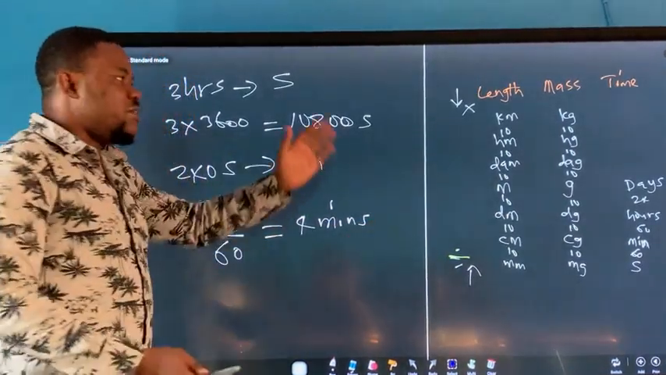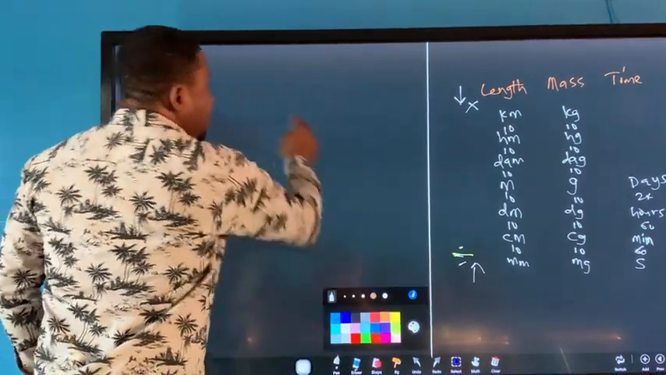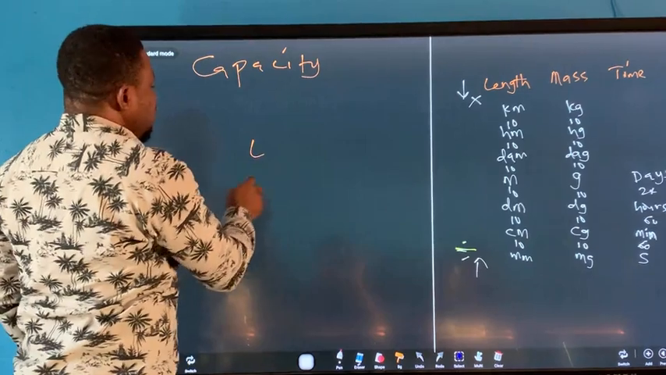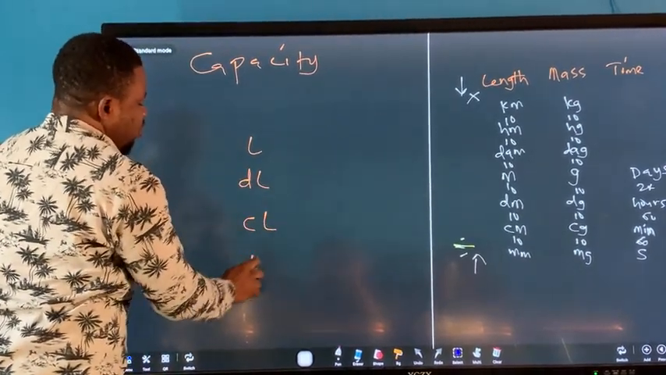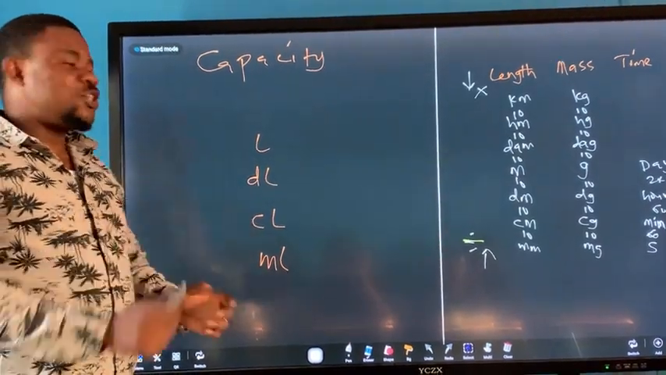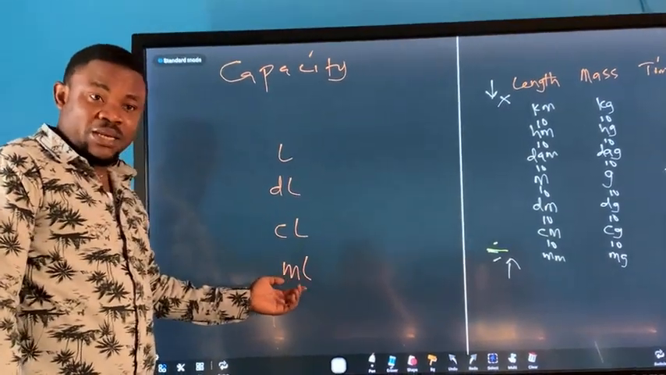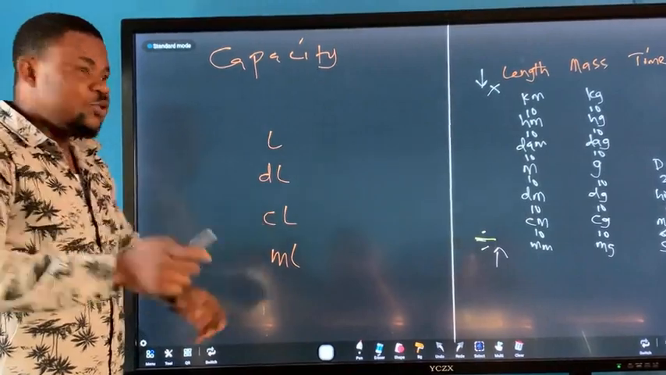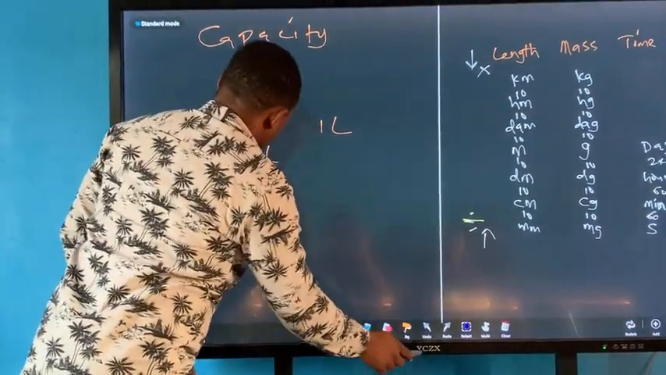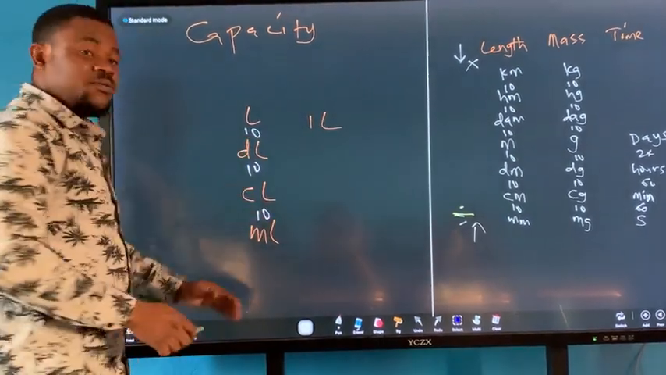Then this one is easier because all of them are linear. Even capacity is also linear. Take note of that. Capacity follows the same order. There's liters, then deciliters, centiliters, and milliliters. If you check your syringe for injections, you see 5 ml. If you check your drinks, sometimes you see 50 cl, 30 cl, and 450 ml, milliliters. Do you understand? If you check your juice, you see 1 L, right? The same order that this one is following. It's 10, like the other ones.